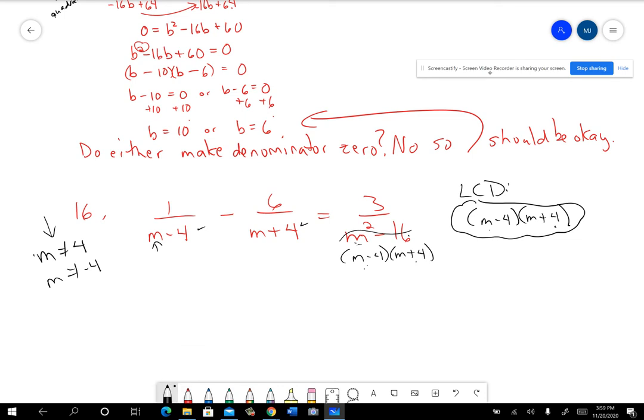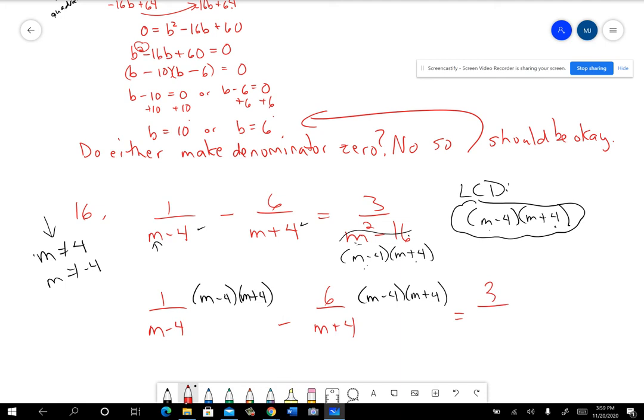All right, so what we're going to do is multiply each of these fractions by that least common denominator. This I'll go ahead and write in factored form. So I'm going to be multiplying that by m minus 4. Remember, you've got to multiply both sides, and if there's more than one term, you have to distribute it.